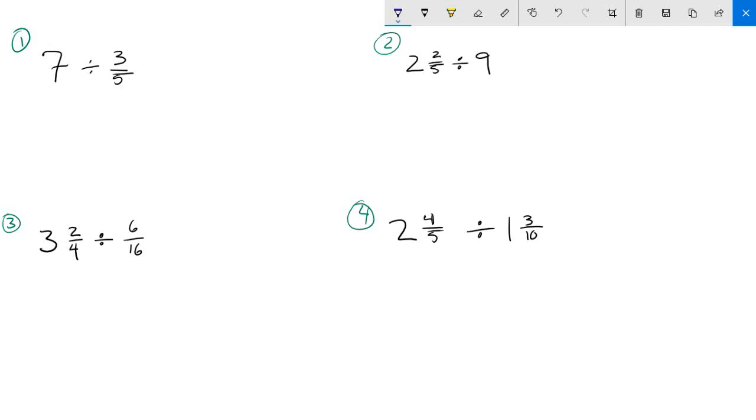I'm going to go over how to solve these four problems. I want you to try them out first. So get out a pencil and paper if you don't already have one in front of you. Try solving these, then watch this video.